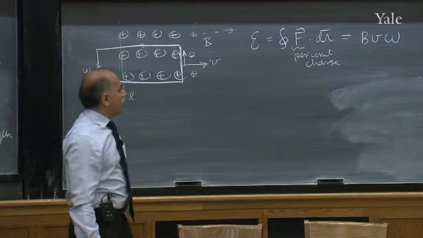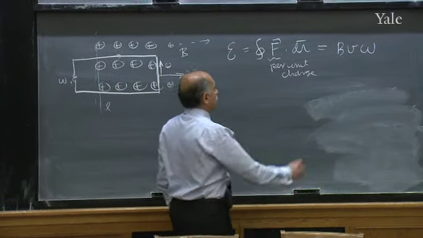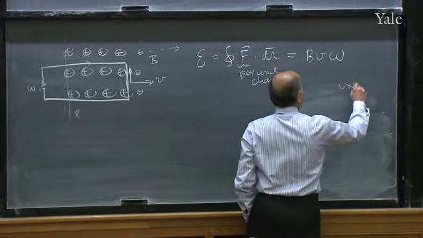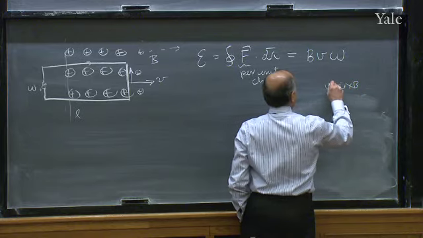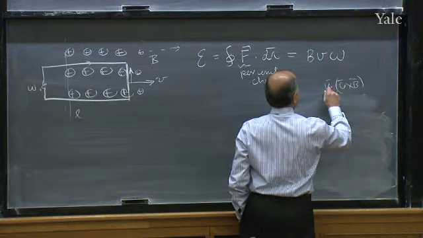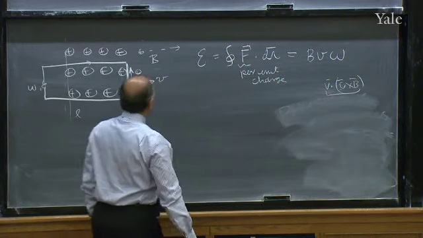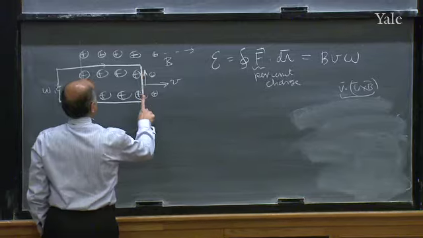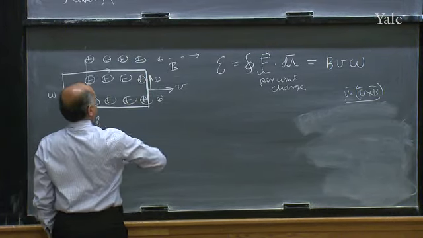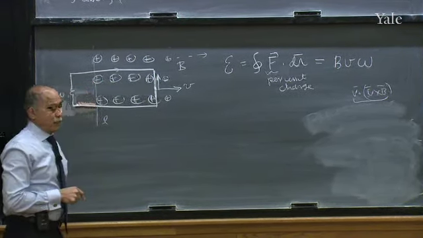Remember, the original argument for why it doesn't do any work is the force is V cross B, and the power is the velocity times the force, and it's zero because V cross B is perpendicular to V. But here, V cross B is this way, and the charge is moving this way. It looks like we got some work done.